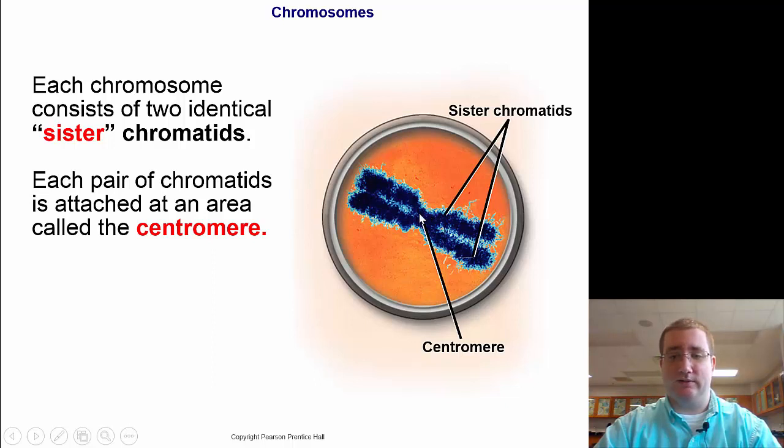The area where they're joined, so there's one meeting point where the two of them are stuck together, we call that the centromere. So the two sister chromatids, each individual one identical to the other, are held together at the centromere.